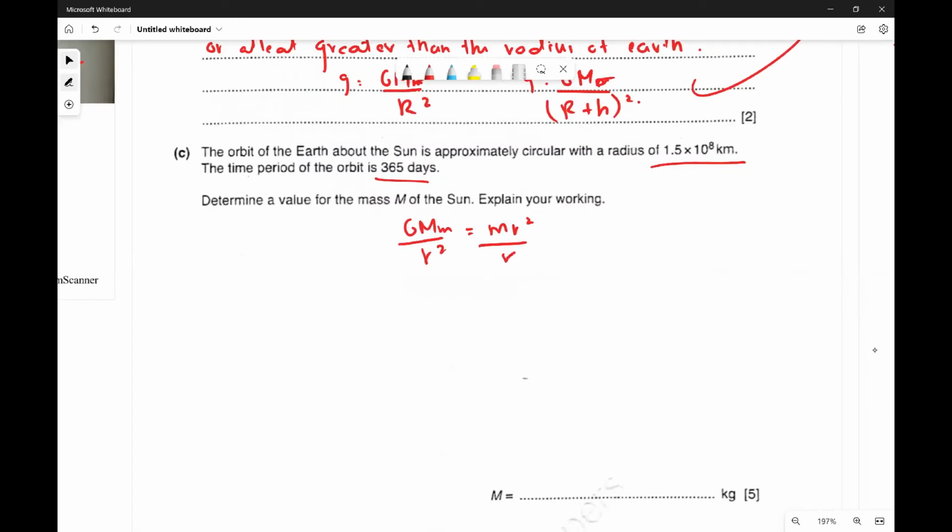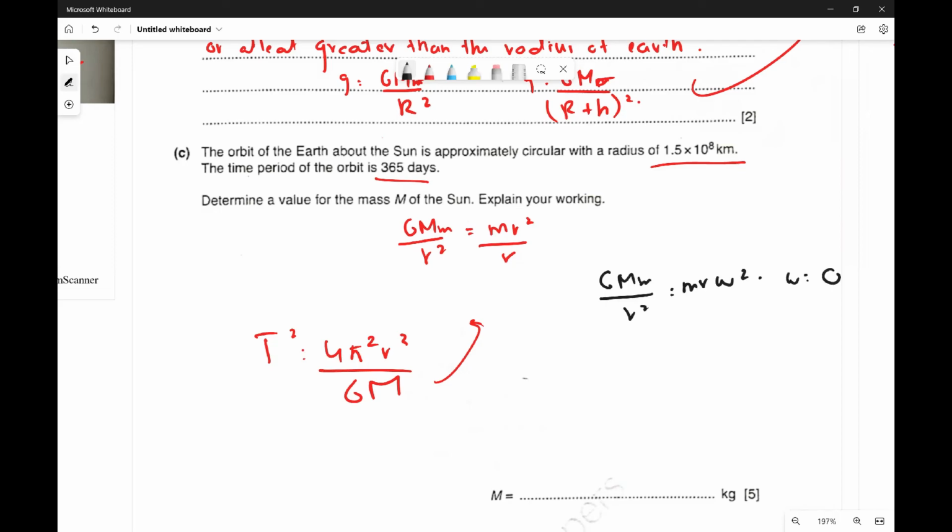So do you remember that formula? T square is equal to 4 pi square r cube over GM. You can go for this formula as well. You'll have to explain the derivation of this formula, using m r omega square, remember? Hassan, do you remember the derivation of this formula? GMm over r square is equal to m r omega square. Omega is 2 pi by T. So it becomes 4 pi square r square over T square.